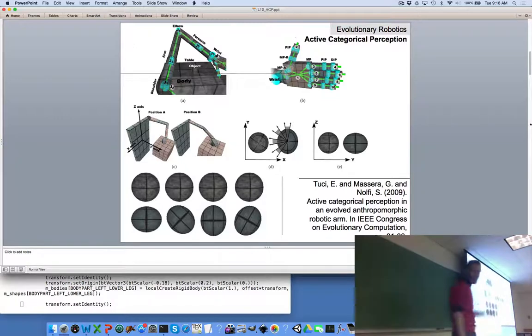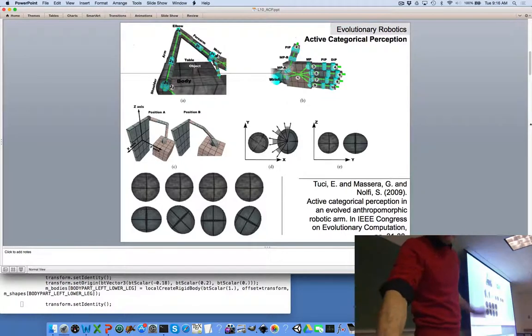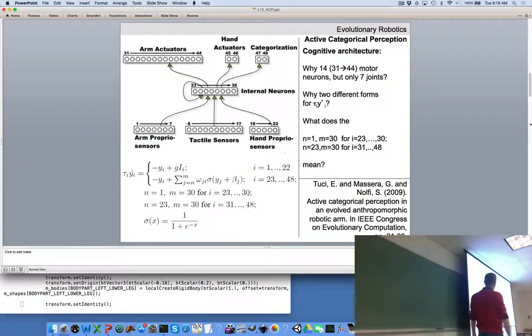Okay, I think we'll flip back and forth between this slide, which shows the robot's body, and this one that shows its brain. So we are going to be using CTRNNs again. This formula should look relatively familiar to you, but as you can see, it's slightly different. So let's talk about the modifications they've made here.